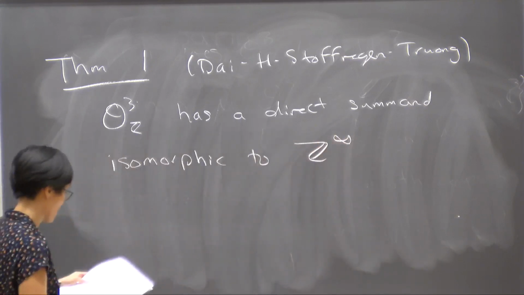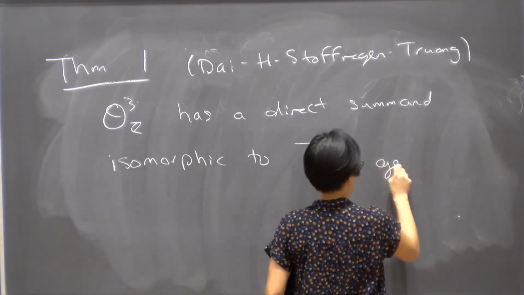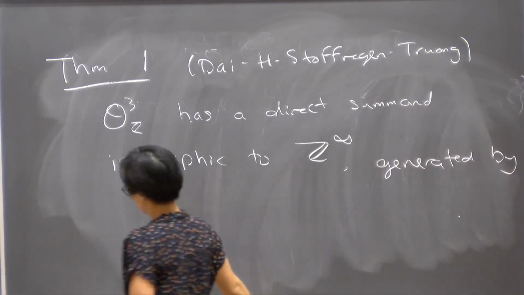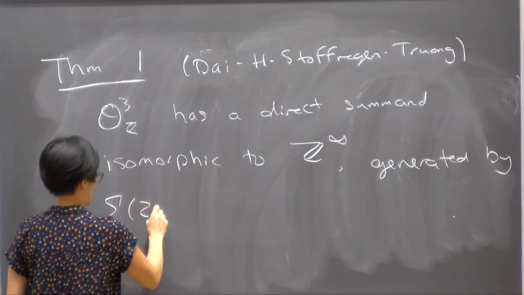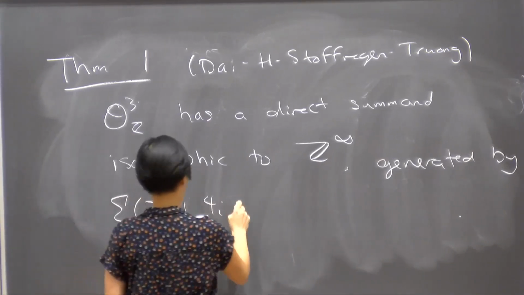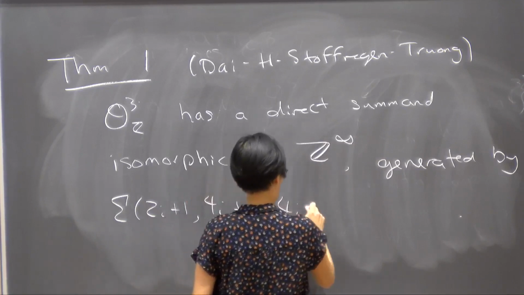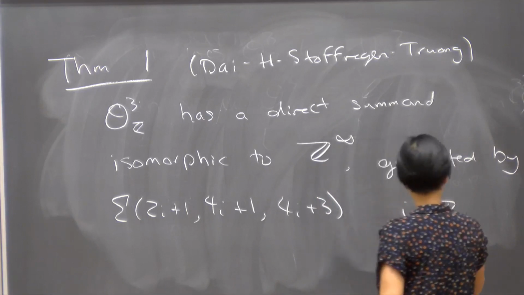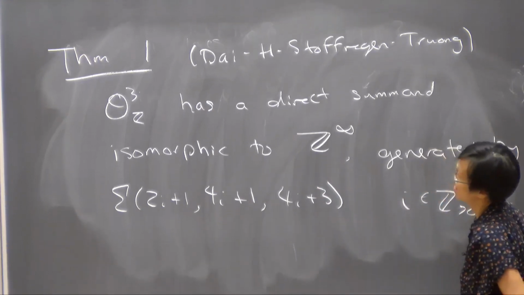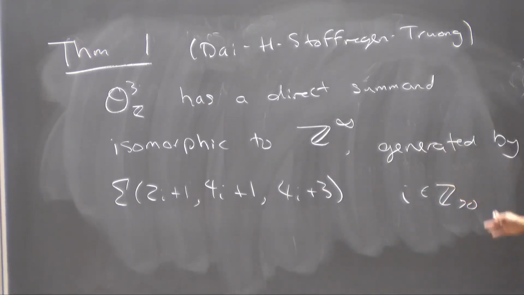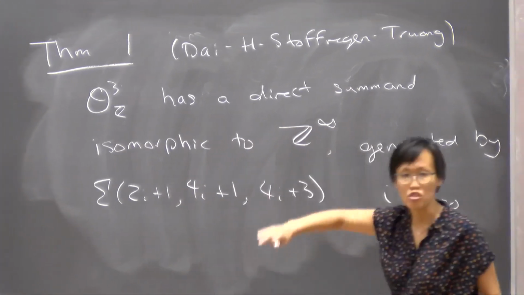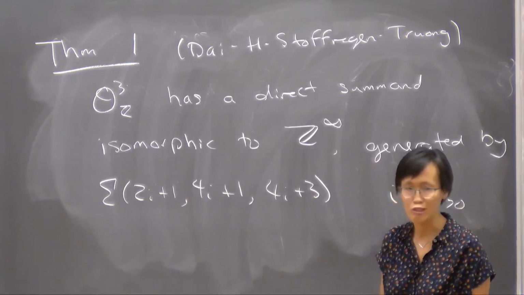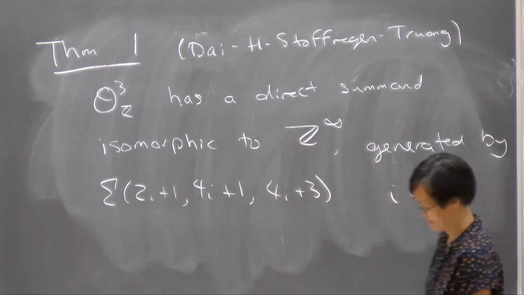And I can even tell you what this is generated by. It is generated by a family of Seifert fibered homology spheres, Sigma(2i+1, 4i+1, 4i+3) for any positive integer i. This is the strongest result to date about the structure of the homology cobordism group. In particular, it's still open whether there's any torsion in the homology cobordism group.